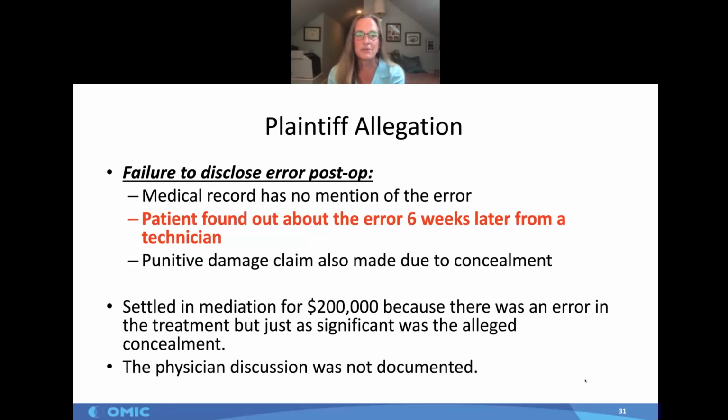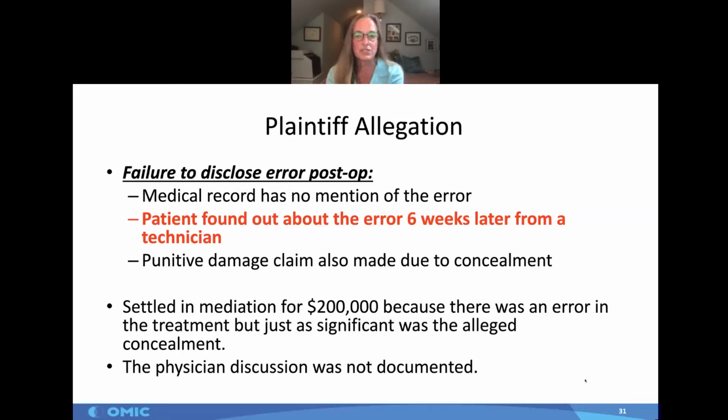So the plaintiff's allegation is really that there was a failure to disclose the error postoperatively. And the problem was the medical record has no mention of this transposition error. The patient ends up finding out about the error 6 weeks after the procedure from a discussion with one of the insured's technicians. So a punitive damage claim was also made due to concealment. It was really felt by the plaintiff that this information that the surgeon had was being concealed from them. And it was settled in mediation for $200,000 because there was an error in the treatment, but just as significant was the alleged concealment.